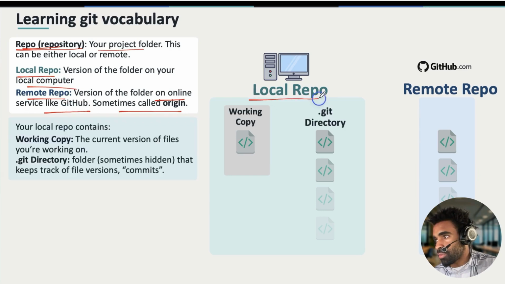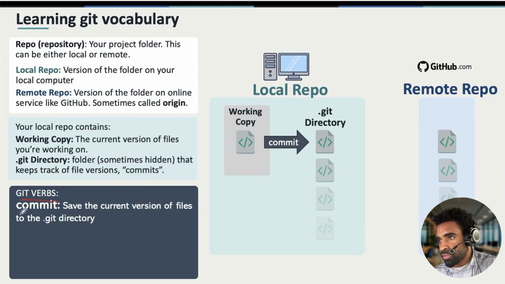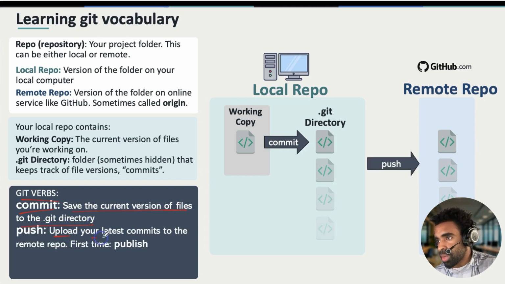And within your local repo, you usually have a working copy, so that's the current version of the files you're working on, and then this .git directory, which is a folder, and sometimes that folder is hidden, that is keeping track of your different file versions. So now what are some key Git verbs involved in this? You have the verb commit, which is to save the current version of your files to the Git directory. You have to push, which is to upload your commits to the remote repo. And the first time you're pushing things over to the remote repo, we usually call that publish.